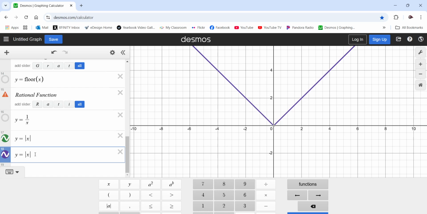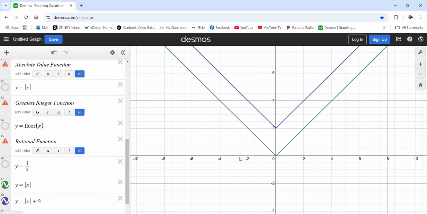Let's just put a plus 2. What do you think it does to this? If I put a plus 2 outside of the absolute value, it's going to move it up 2. So there it is. See, it took that original green one and it moved it up 2. Everybody with me so far?